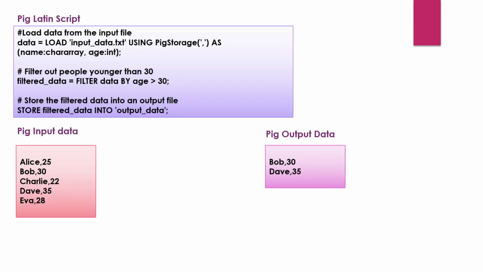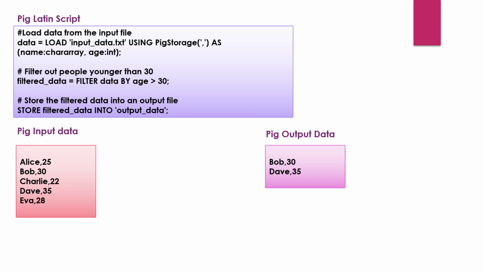Let's see an example in a Pig Latin script. Now load the data in the input data text file, treating it as a comma separated file, and it names the columns as name and age. Now filter the loaded data to keep only the records where age is greater than 30. Now store the data in the output data directory.